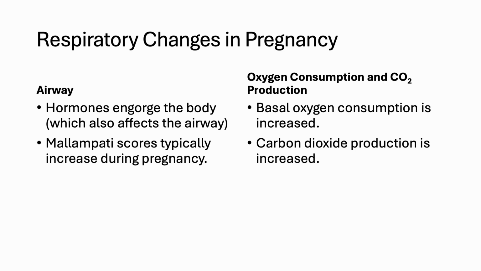Going into respiratory changes, airways. Hormones basically engorge the body. We talked about that in the cardiovascular section, but this also affects the airway. And it's also important to note that Mallampati scores are typically going to increase during pregnancy. A note about oxygen consumption and CO2 production is that the body's going to produce a lot more CO2, because instead of one person producing CO2, it's two people producing CO2 and two people using oxygen. So you're going to increase both of those.